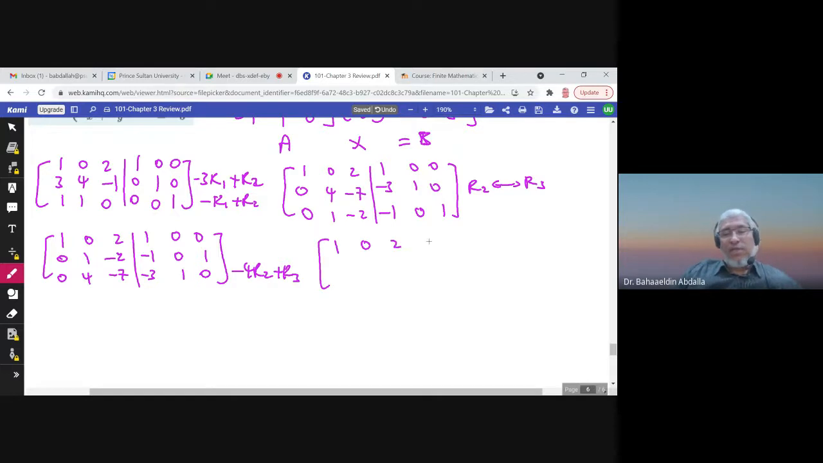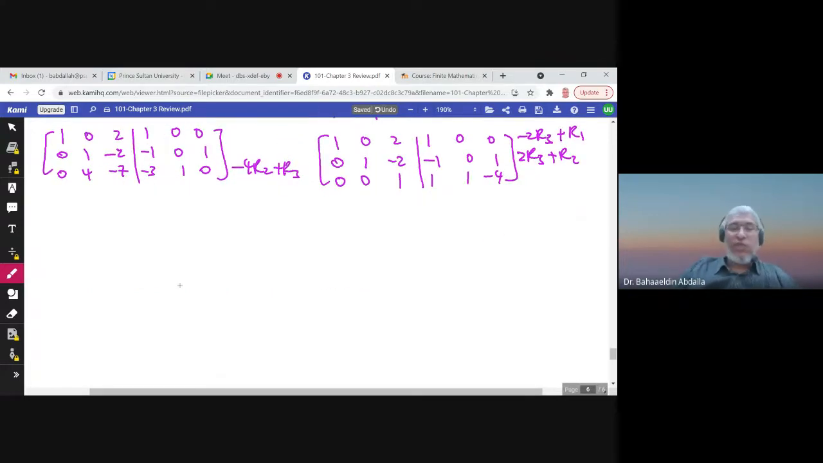Row 1 as it is. Row 2 also without any change. And now row 3. -4 plus 4 is 0. 8 minus 7 is 1. 4 minus 3 is 1. This is 1. And this is -4. Excellent. So this is 1. I use it to make the -2 0. And also the 2 0.